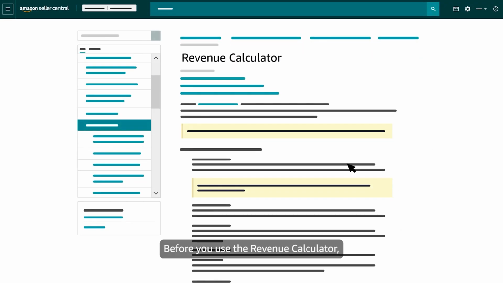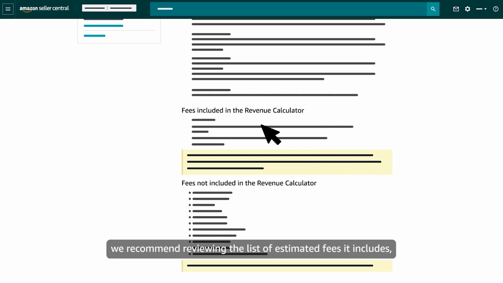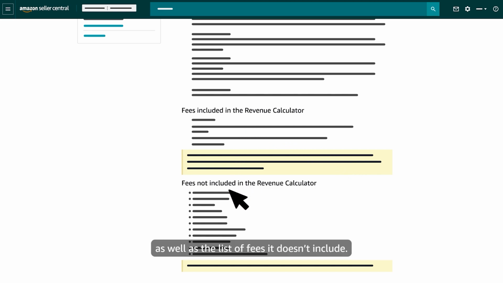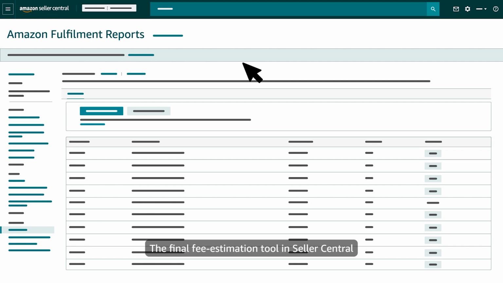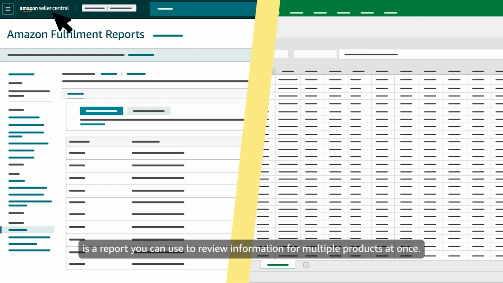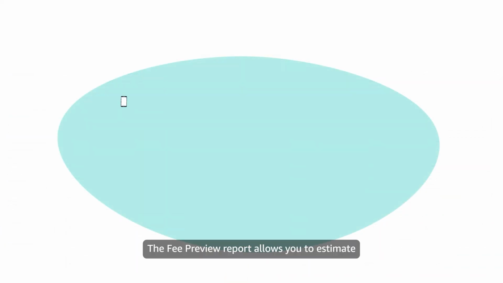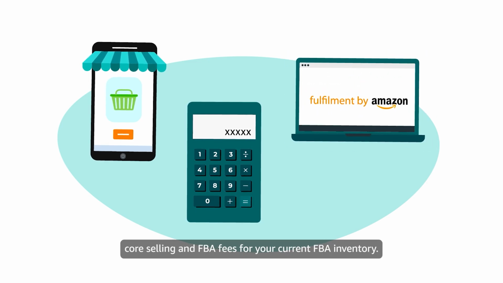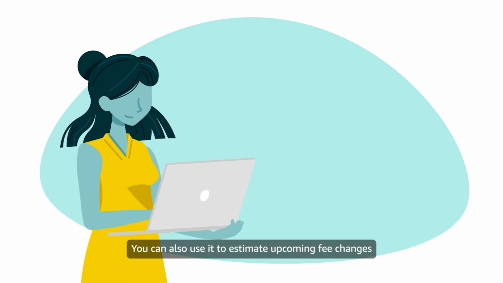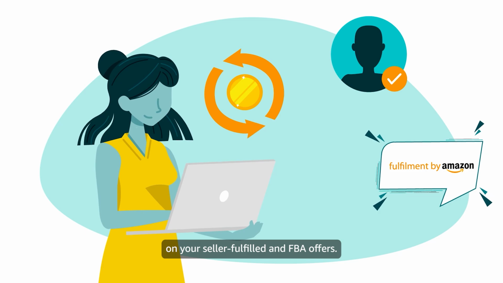Before you use the Revenue Calculator, we recommend reviewing the list of estimated fees it includes, as well as the list of fees it doesn't include. You can find both on the Revenue Calculator help page. The final fee estimation tool in Seller Central is a report you can use to review information for multiple products at once. The Fee Preview report allows you to estimate core selling and FBA fees for your current FBA inventory. You can also use it to estimate upcoming fee changes on your seller fulfilled and FBA offers.